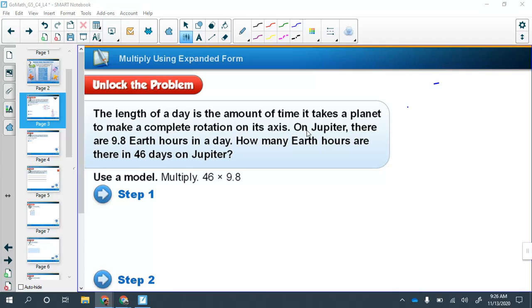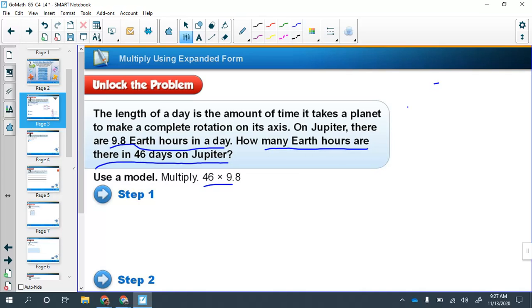This is a story problem that talks about Jupiter and how a day on Jupiter is 9 and 8/10 Earth hours instead of 24 Earth hours. Remember, an hour or a day is about how long it takes a planet to make a full rotation on its axis. For Jupiter, it spins a lot faster and it takes a little bit less time. So the question here is, if it takes 9 and 8/10 hours for Jupiter to make one rotation, then how many Earth hours are there in 46 days on Jupiter? So we end up with the multiplication problem, 46 times 9 and 8/10.